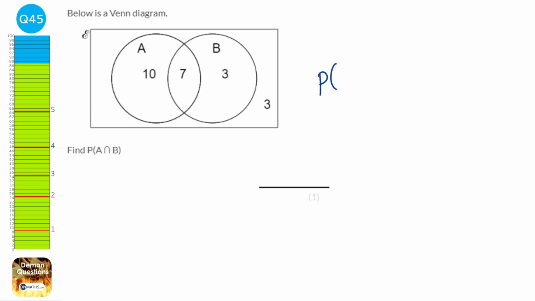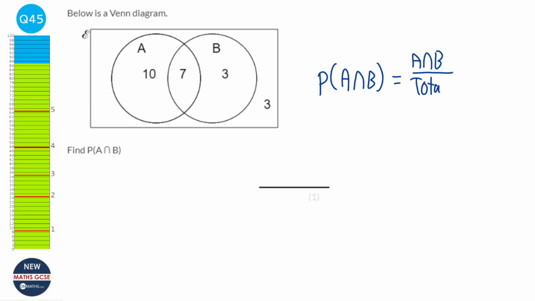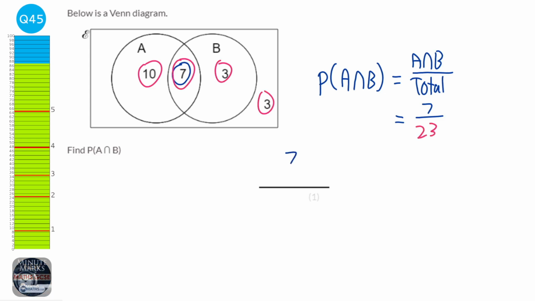So to find the probability of A and B, which is what that sign means, we're going to work out the amount of people, or the amount in A and B, and we're going to put that over the total amount. So A and B means it's the overlap. So that's going to be 7. And the total amount is all of the numbers added together, which will be 23. So our answer is that the probability of picking A and B is 7/23.